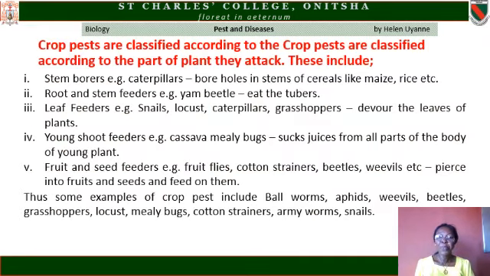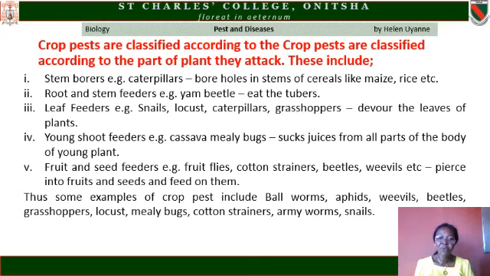Now, crop pests are classified according to the part of the plant they attack. Let us look at them one by one. The first one is stem borers. An example of a stem borer is the caterpillar. This caterpillar bores holes in the stems of cereals. By creating holes inside the stem, they devour the body parts of the plant, thereby leading to death of the plant. We have examples such as maize and rice.